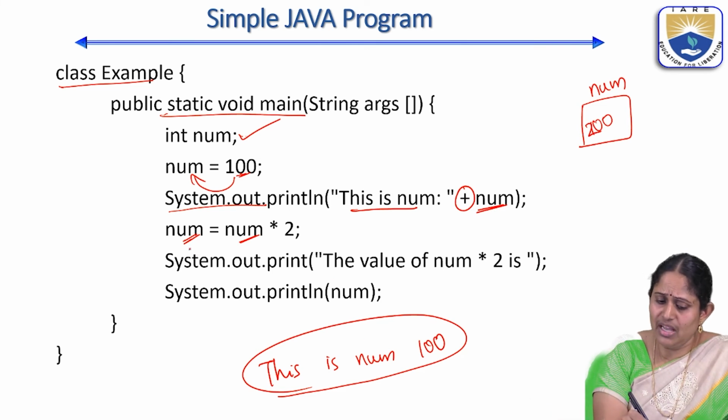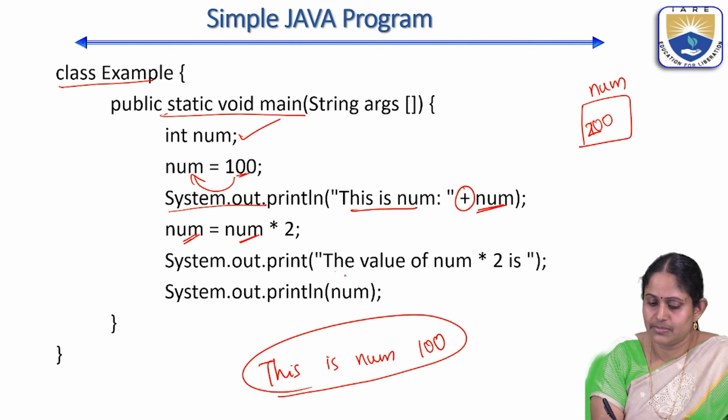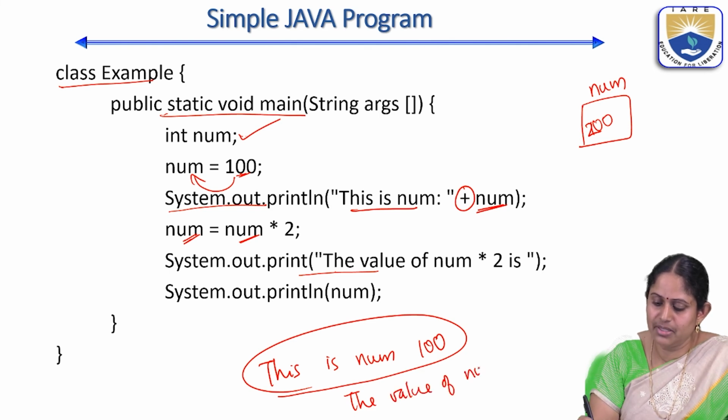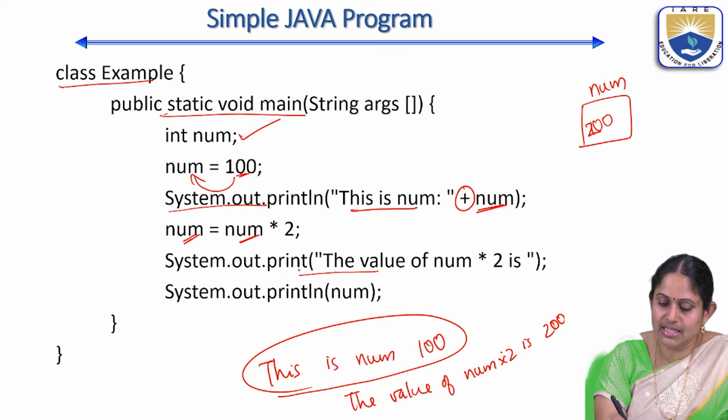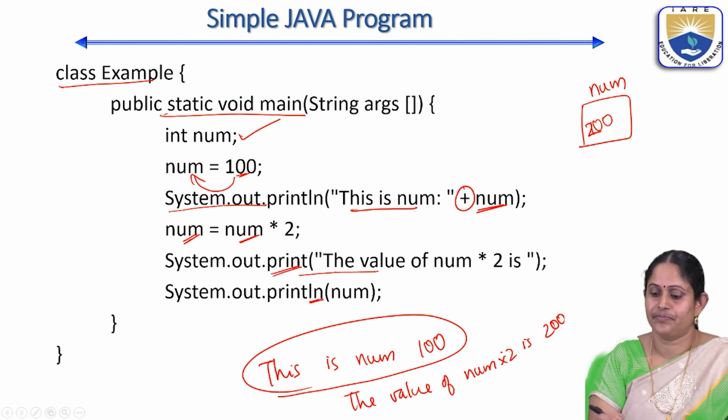Then this statement will be printed. So you get "the value of num star 2 is 200". Now the next thing we have to note here is the use of print and println.